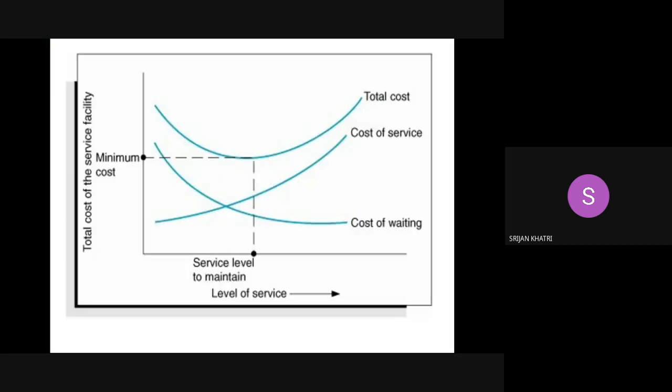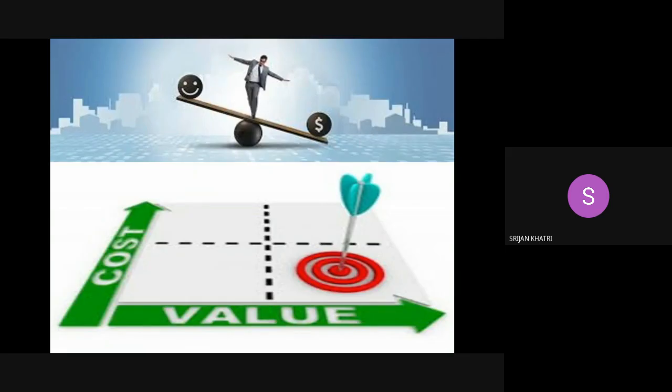Right? So that we have discussed. If you increase the service level, then the cost of the service increases and the cost of the waiting decreases. So we have to make the balance between the total cost. In general, we have to make the balance between the cost and the value. Value means customer value, server value, and all these things.